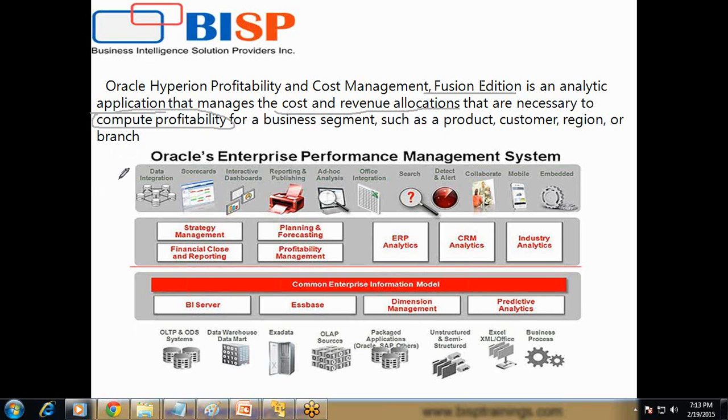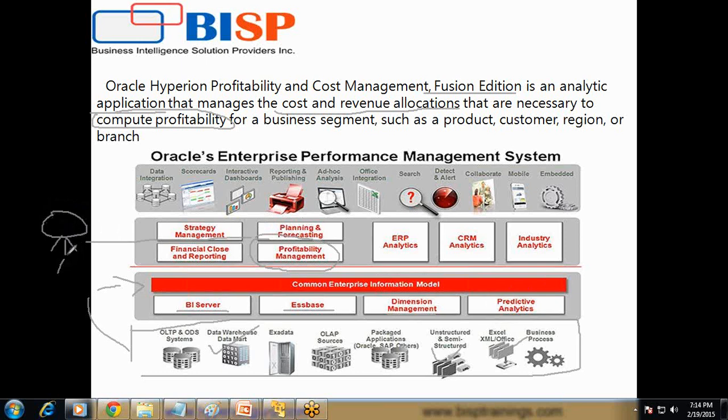In terms of product placement, if you look at your Oracle EPM architecture, you see HPCM sits along with Hyperion Planning, Strategy Management, and Financial Close. Your underlying source system could be one of these. You could be using traditional data warehousing. You may be using semi-structured data sources, Excel, business processes, a multidimensional database, or your transactional system. On top of this, you have a common enterprise information model. HPCM uses a database as its base, so the source is an application people will communicate through, and the underlying data will continue to be stored in the database. In addition, your common enterprise information model has a BI server, dimension management, and predictive analytics. HPCM can be accessed through the Workspace common interface, where all Hyperion products can be accessed.